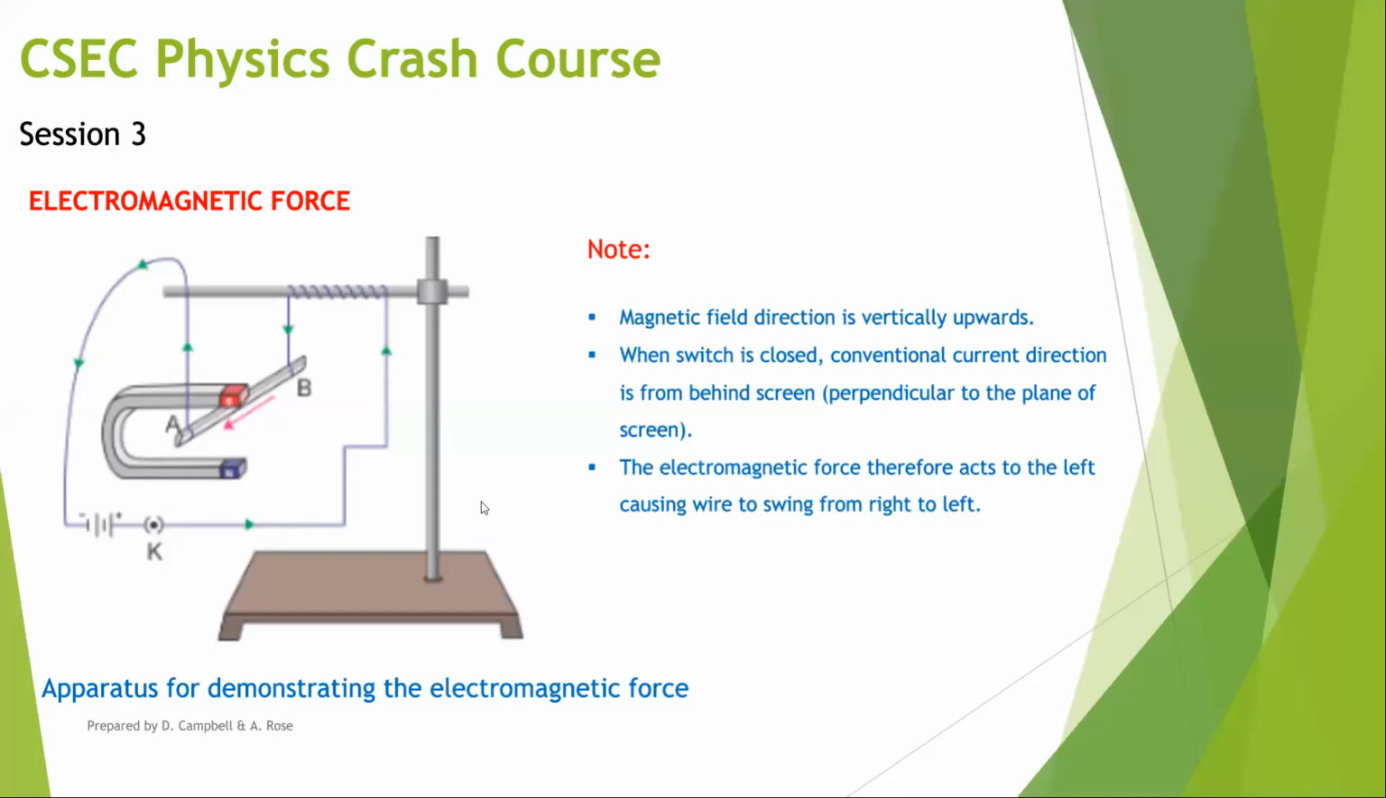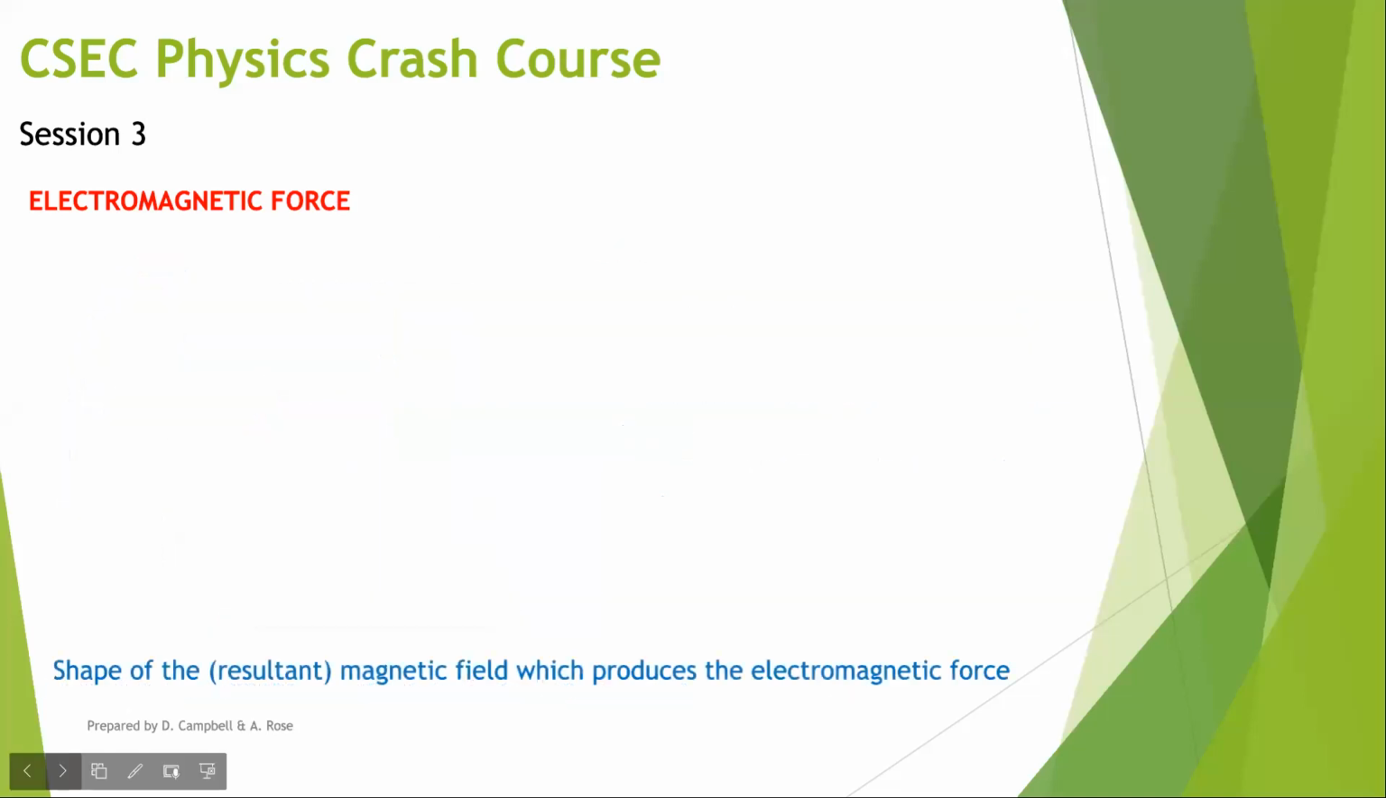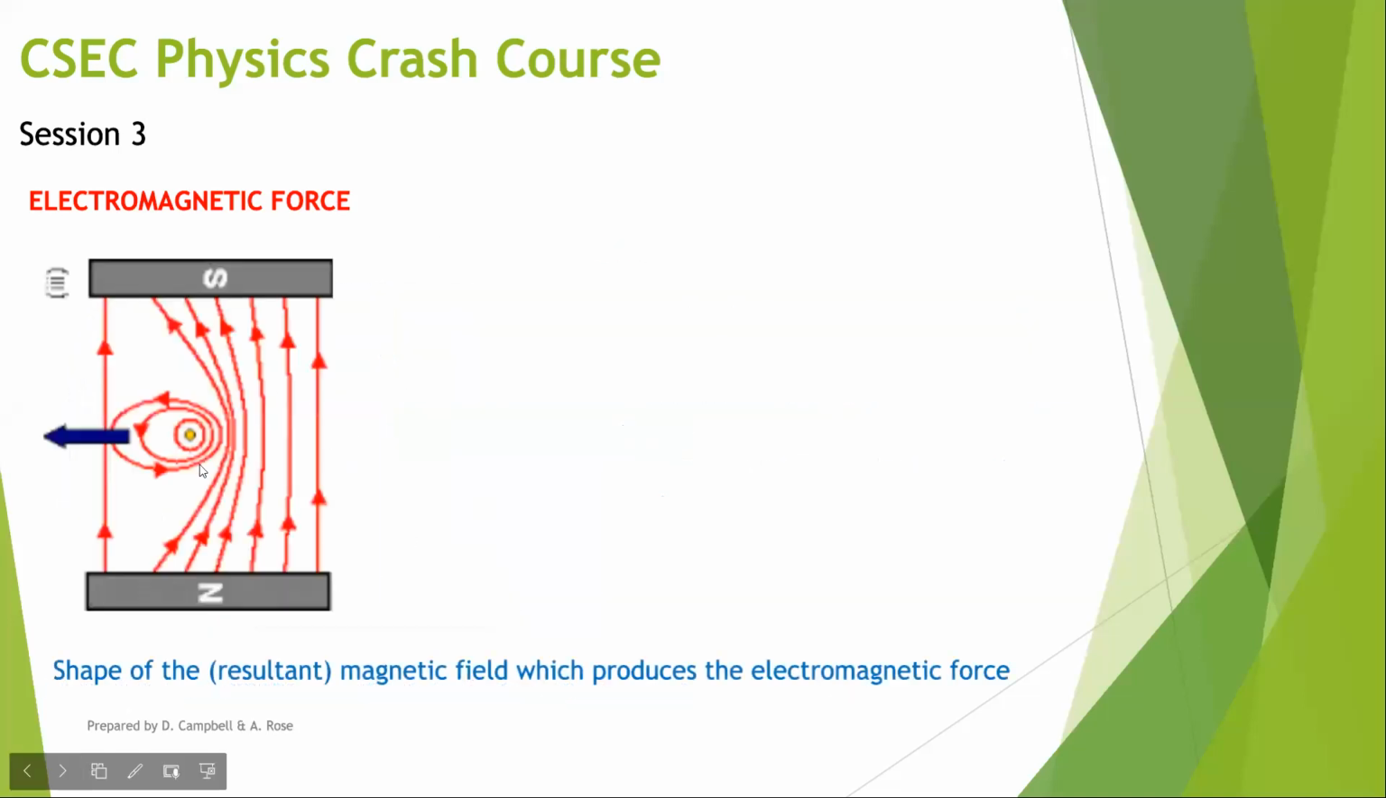All right, so I'm going to move on from here. This is the shape of the resultant magnetic field that creates the electromagnetic force. Notice it's similar to the field that you saw in the diagram, where it seems as if the field lines were being compressed towards each other and then released, right?